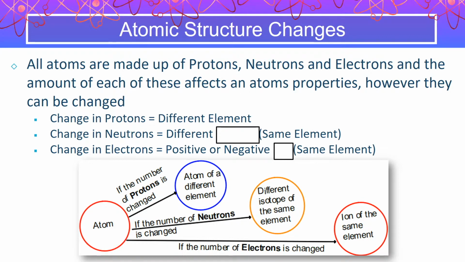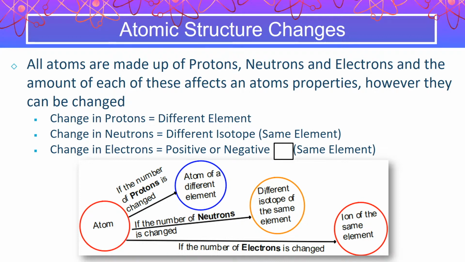So the only way you can change what element you're talking about is by messing with the number of protons. If you make a change to the number of neutrons, you get what we call a different isotope. Now, neutrons don't have any impact on the charge of the atom because they themselves don't have a charge, so they can't do anything. What happens is you just add more mass into the nucleus. And so we end up with what we call an isotope.